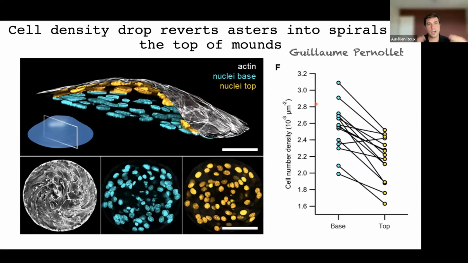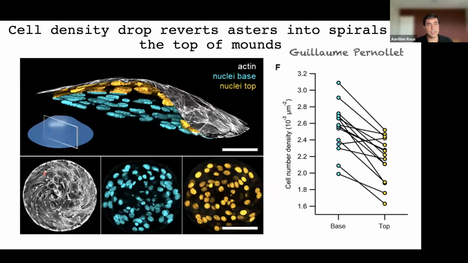Now, what you can do is also segment the surface of the mount and project the fluorescence of the neighboring cells onto the surface and look at it from the top. And so here, this is what you see. This is essentially a picture of the cells on the top of the mount, not all the cells. And you see that these cells are very well organized as a spiral.